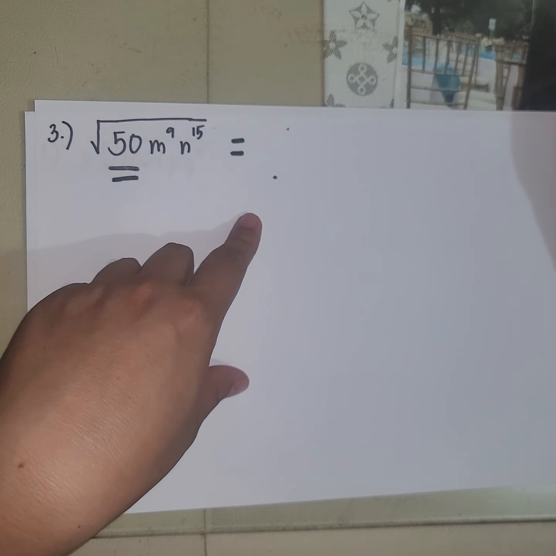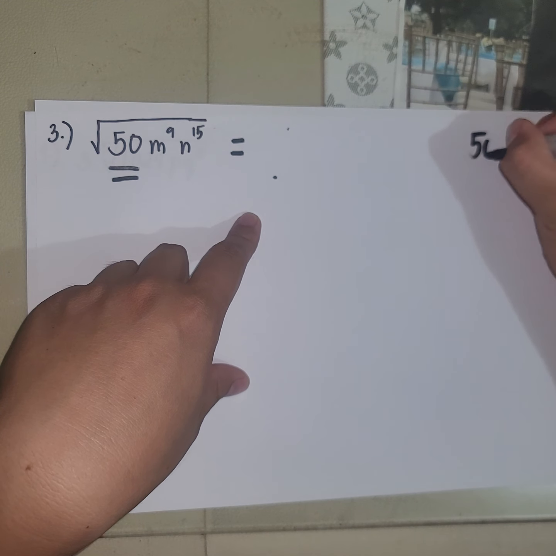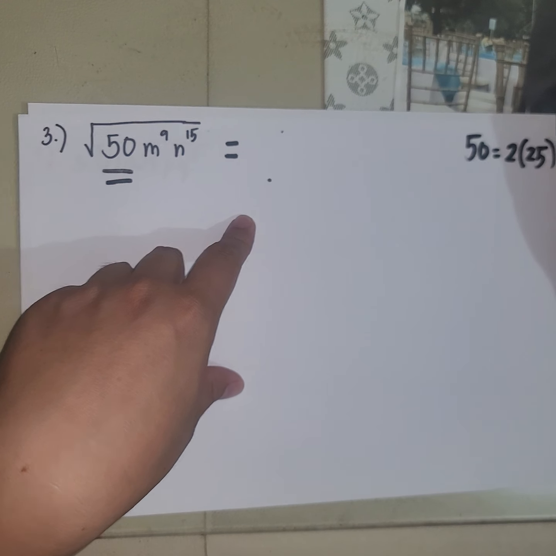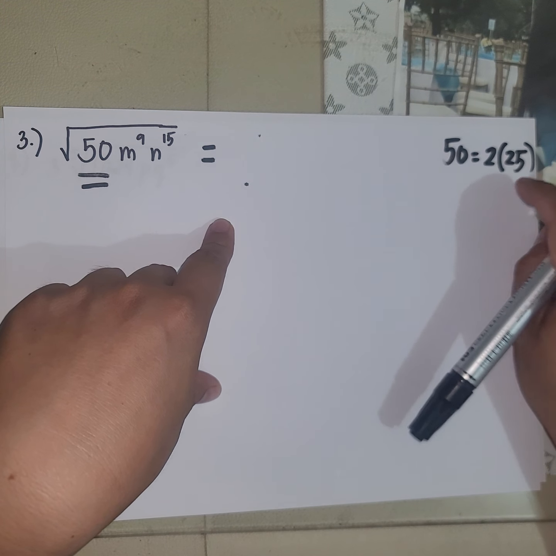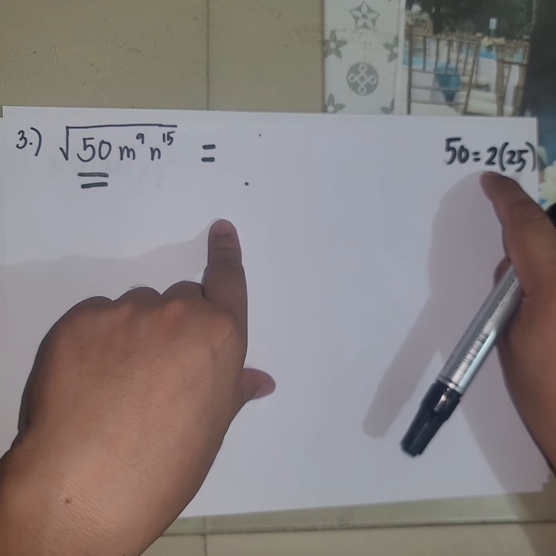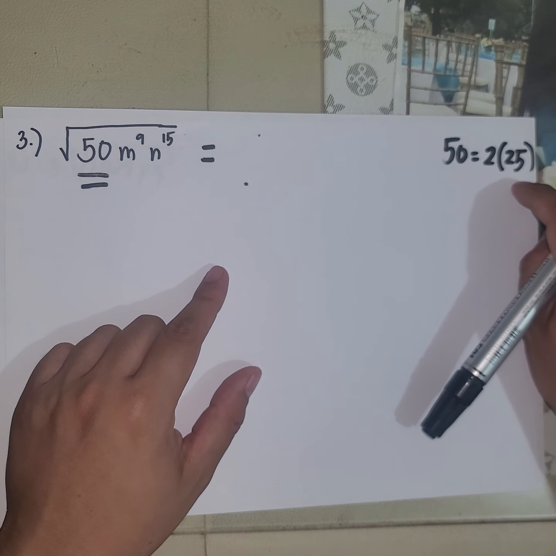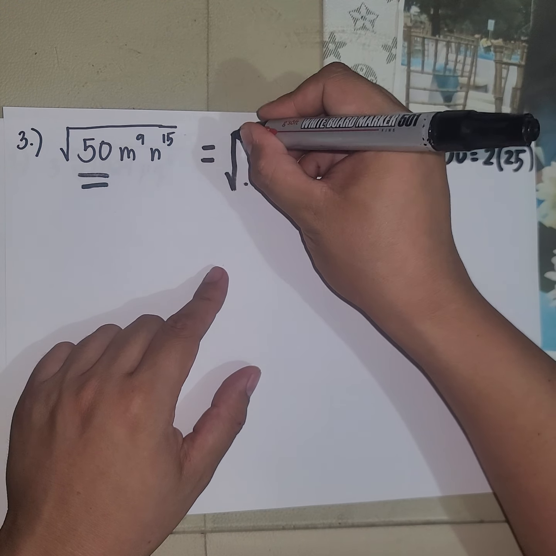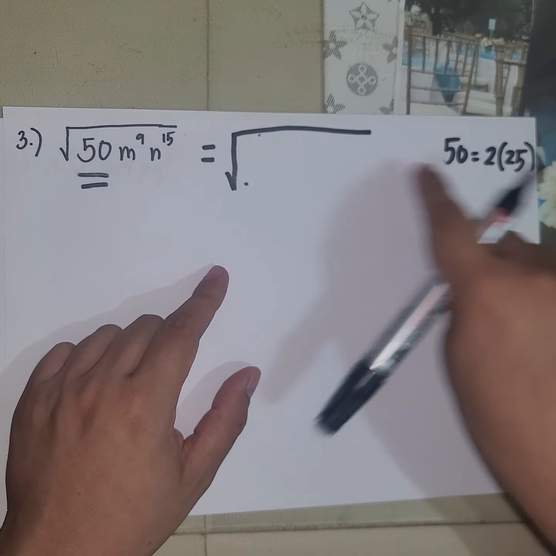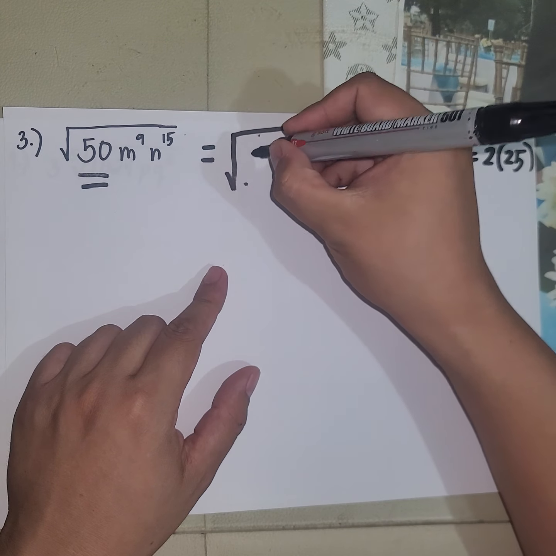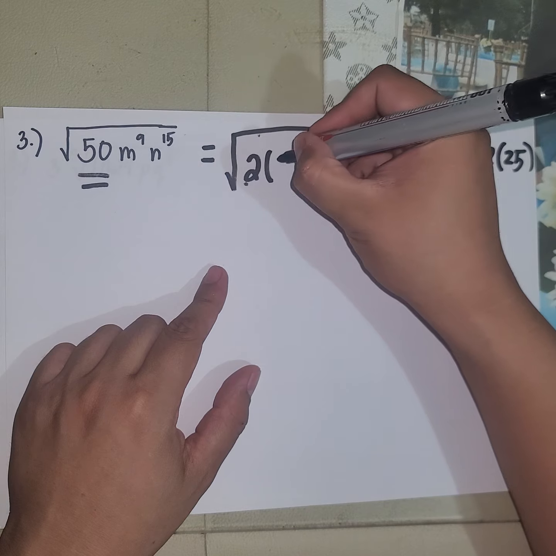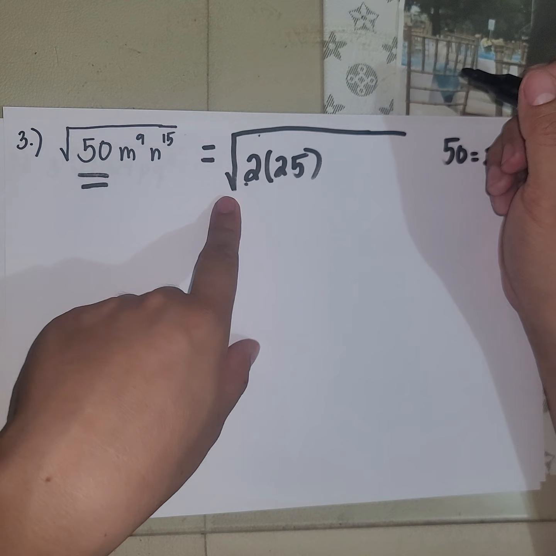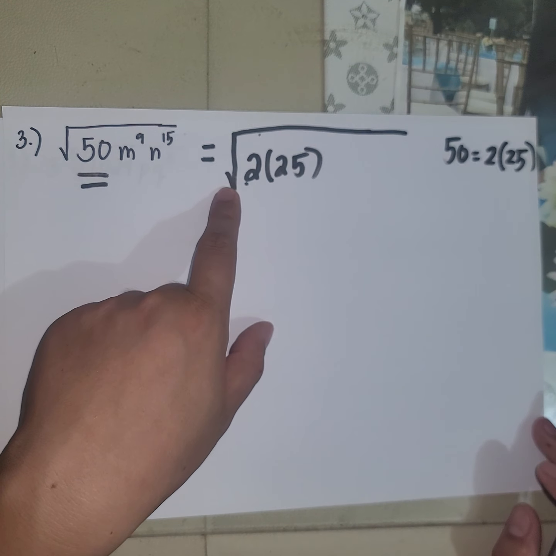Ang 50 ay merong factor na 2 times 25, wherein yung 25 is a perfect square number and 2 is a prime number. So, ito na yung gagamitin natin. Let us change yung 50 into 25. So, kailangan muna natin i-copy yung radical sign. Palitan yung 50 ng 2 times 25. Tandaan. Square root tayo. Kapag square root, the index number is 2.